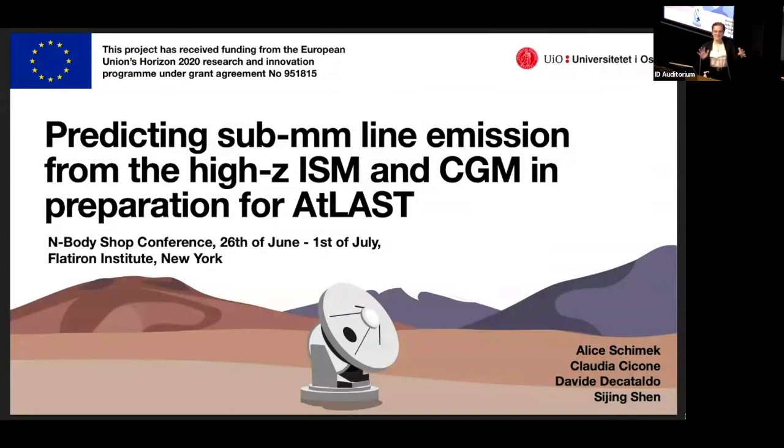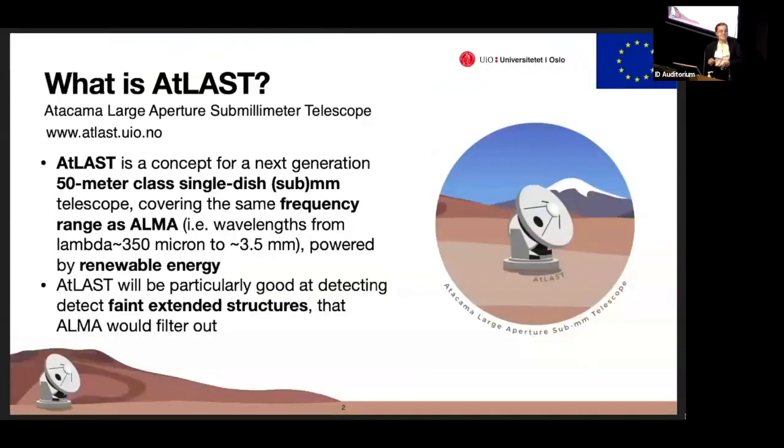Hi, so this is a bit of a different talk because I come from a bit in between observations and simulations, because I am modeling observations for a telescope project, which is the ATLAS project. So what is ATLAS? ATLAS is the concept for a 50-meter single dish sub-millimeter telescope, which will cover approximately the same bands as ALMA. So it's supposed to work in good synergy with it.